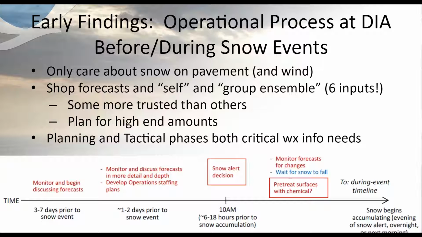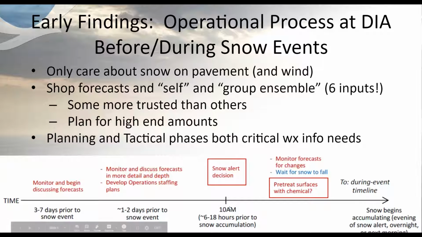So they have both planning and tactical phases prior to a snowfall event, and both of those phases have critical weather needs. So looking at the chart down here, again, 3 to 7 days prior, they're just monitoring, they're discussing, they're doing their self or group ensemble of, hey, what do we really think is going to happen based on the forecast? 1 to 2 days prior, it's much more in depth. They hold regular meetings to determine what to do, what to plan for. And then the big decision is made at 10 a.m.